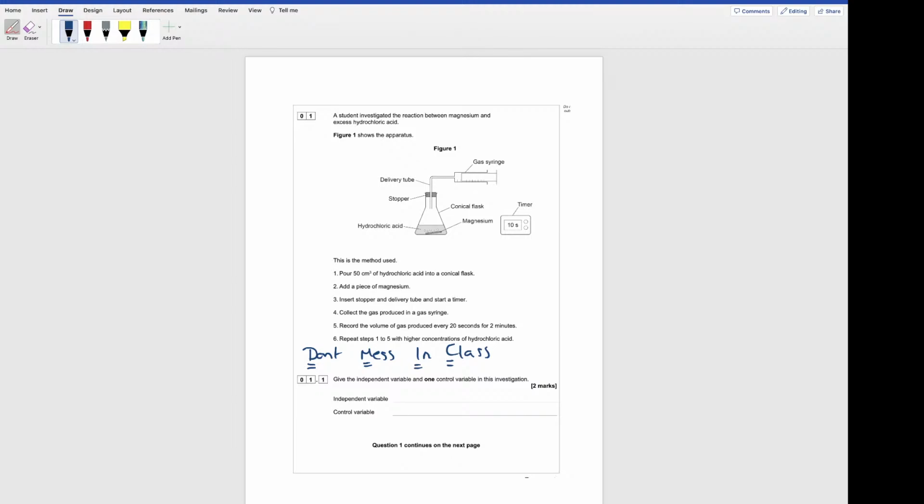So what is changing in this experiment? If you ever are stuck with something like this, look for the word repeat, because after that it will usually tell you what they're going to change. So it says repeat steps 1 to 5 with higher concentrations. They are changing the concentration of hydrochloric acid.